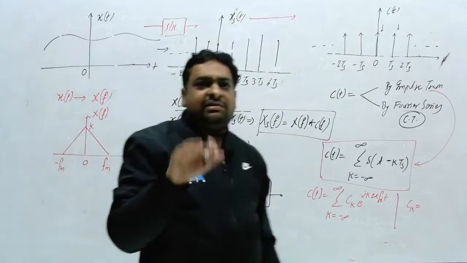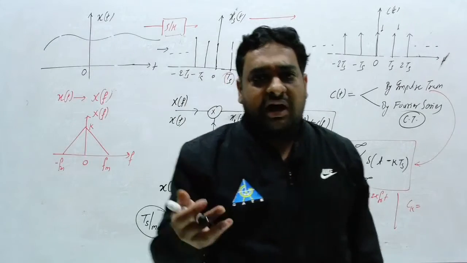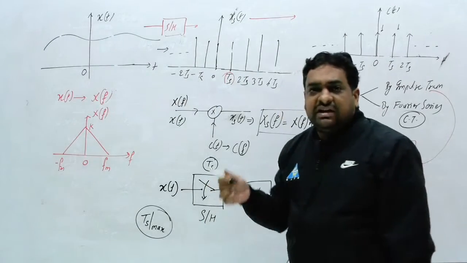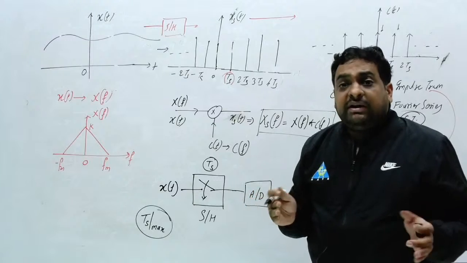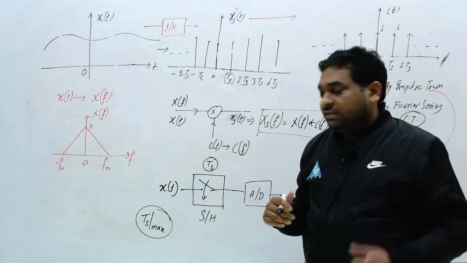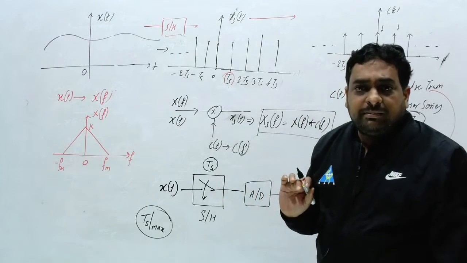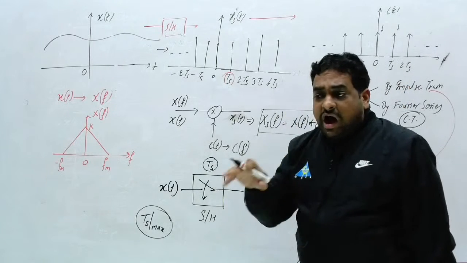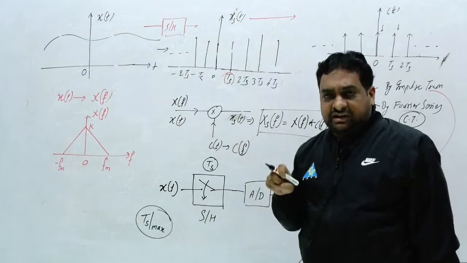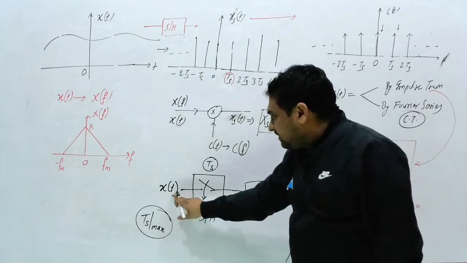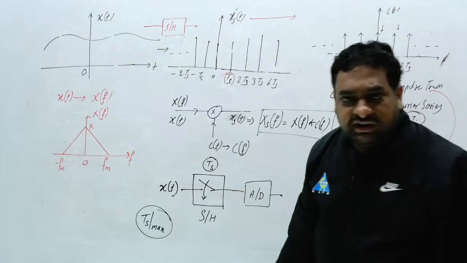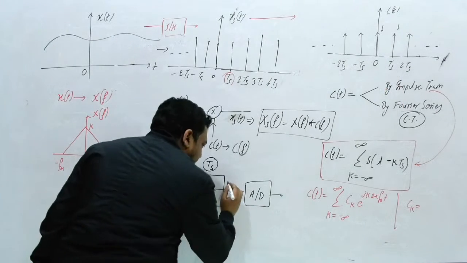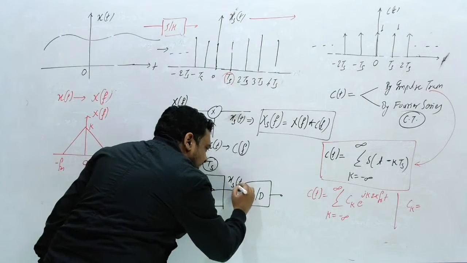If you sample more number of times than required, that will be good, but you cannot go with a smaller number. So we have to find out how many samples you have to collect from this message so that it can be recovered. Here we are going to write this sampled signal as xs(t).